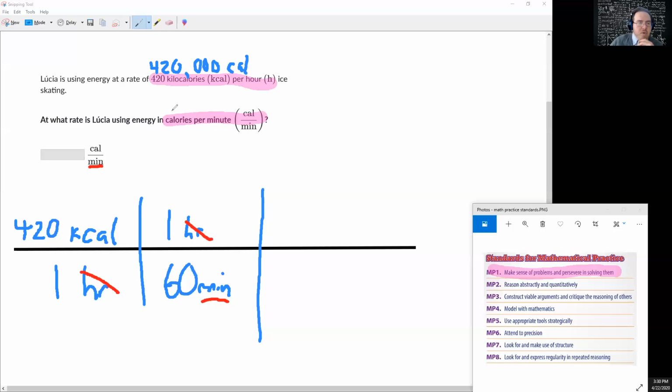Lucia is using energy at a rate of 420 kilocalories per hour. Man, part of me thinks that is impossible. But we're going to check the answer here in a second. 420,000 calories? If I go on the elliptical, it takes me about 45 minutes to burn 1,000 calories. 420, this can't be right. 420,000 calories?